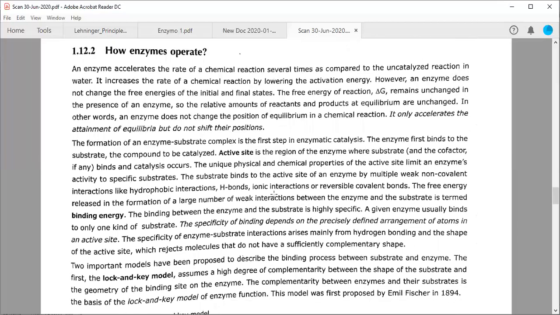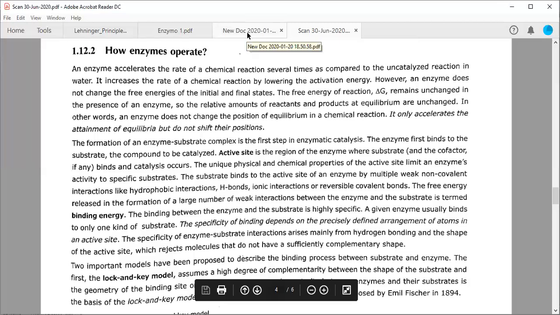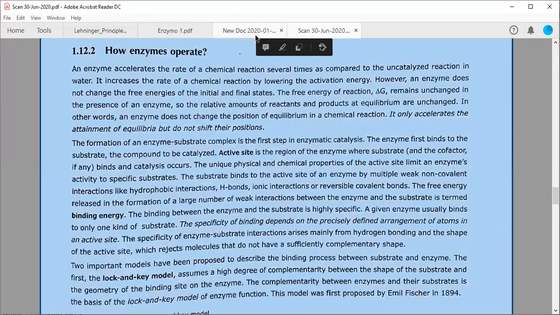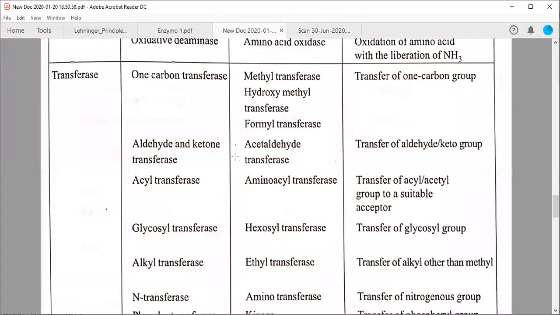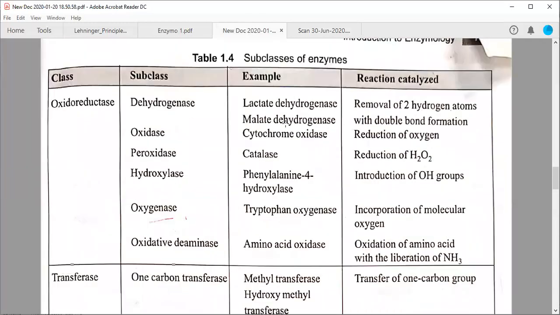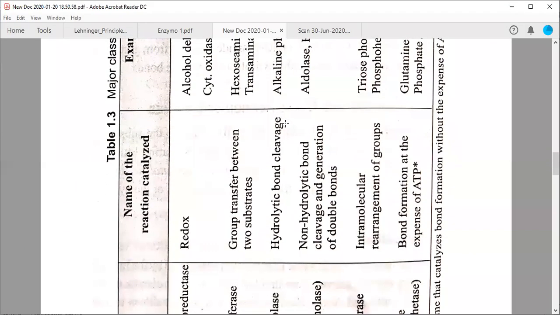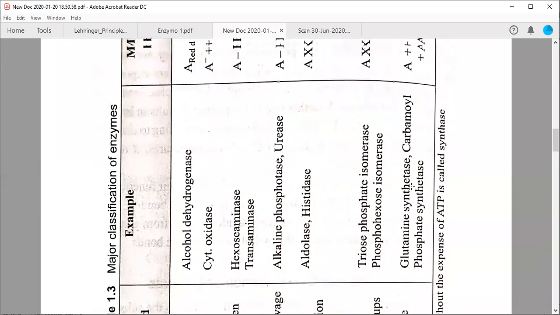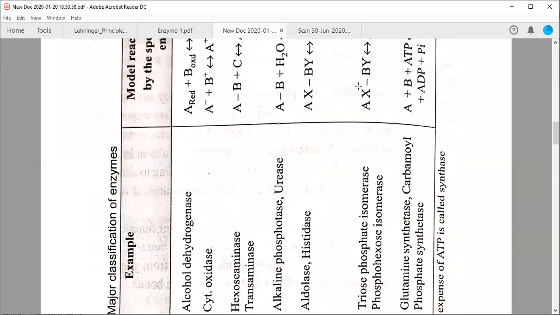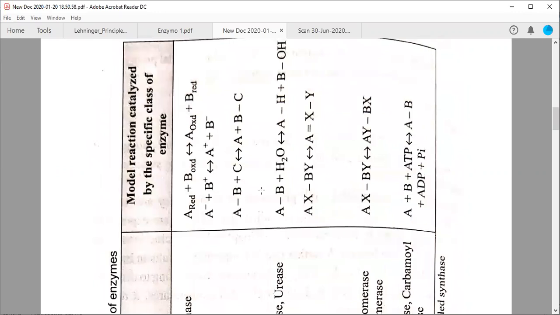Before starting how enzymes operate, let me quickly tell you about the other subclasses which are given in this particular PDF. Today I will share this PDF with you all. Yesterday I did not share it because we did not discuss this in detail. The first table shows the type of reactions which we have already discussed from Pathfinder and also from Lehninger. If you see these reactions, you will be able to understand what they are doing.